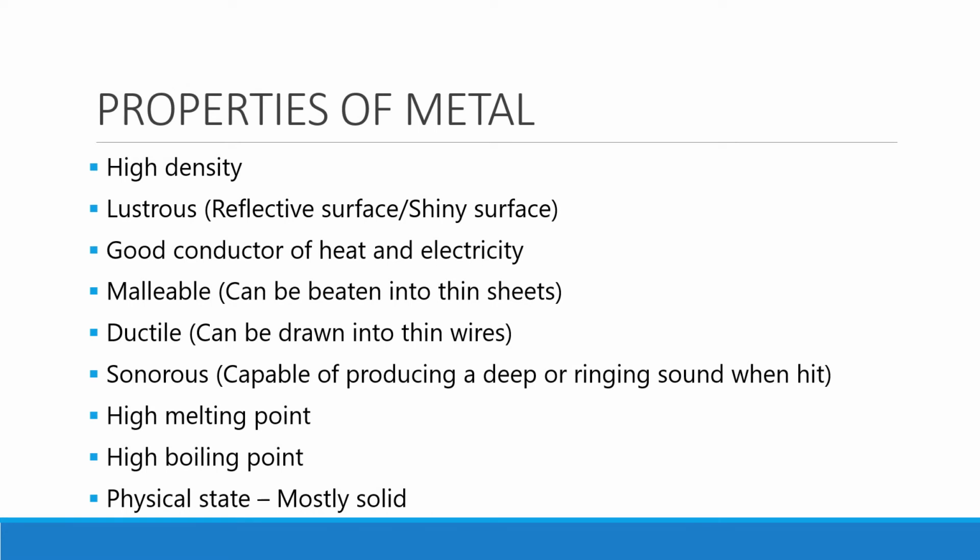Metals have high density. They are lustrous, that is, reflective surface or shiny surface. Metals are good conductors of heat and electricity. They are malleable, that is, can be beaten into thin sheets. And they are ductile, that is, can be drawn into thin wires. And they are sonorous, that is, capable of producing a deep or ringing sound when hit. Metals have high melting point and boiling point. Physical state of most of the metals are solid.